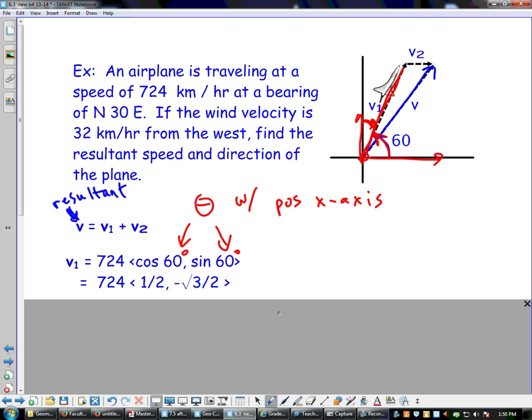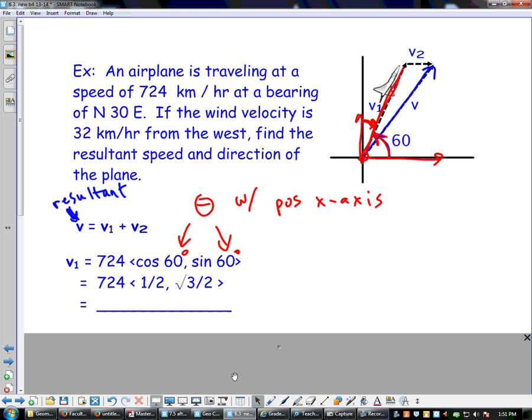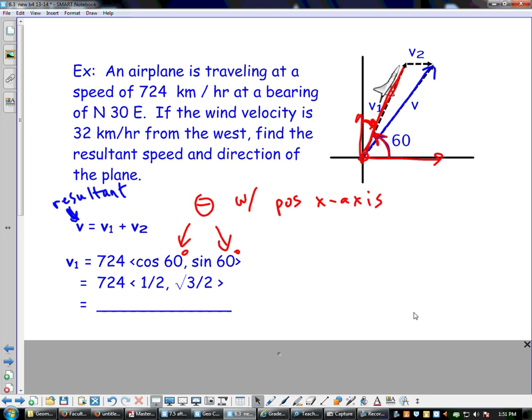The cosine of 60 degrees is 1/2. The sine of 60 degrees is square root of 3 over 2. The negative sign is a bad mistake, my bad. So when I distribute the 724, what's half of 724? 362. Perfect. And then we get what? 362 square root of 3, just like that? Yeah. End of story? Okay. Are we okay with this?